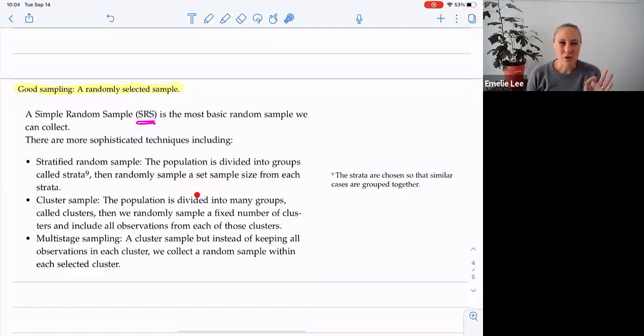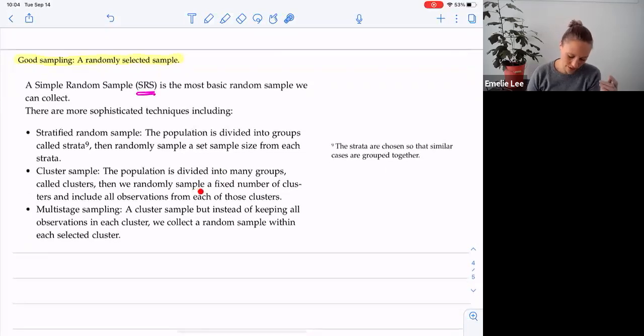Here's where it gets a little bit tricky to remember. But a cluster sample: the population is divided into many groups, so those groups are called clusters. Why we don't call them strata, I'm not 100% sure, but we call them clusters. And then what we do is we randomly sample a fixed number of clusters, and then we include all the observations from each of those clusters.